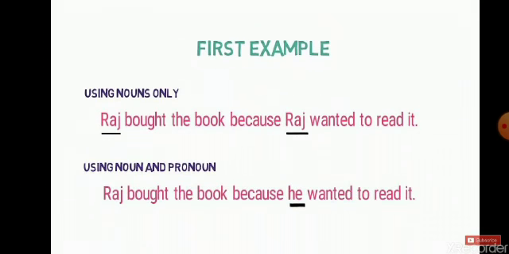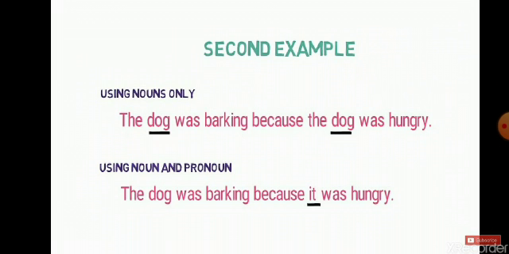Now let's have a look at these examples where pronouns are used. Raj bought the book because Raj wanted to read it. Now here twice Raj has been used and Raj is your noun. Raj bought the book because he wanted to read it. So children, in this sentence, in place of Raj, we have used he. Second example, the dog was barking because the dog was hungry. The dog was barking because it was hungry. Now in place of dog, we have used it.